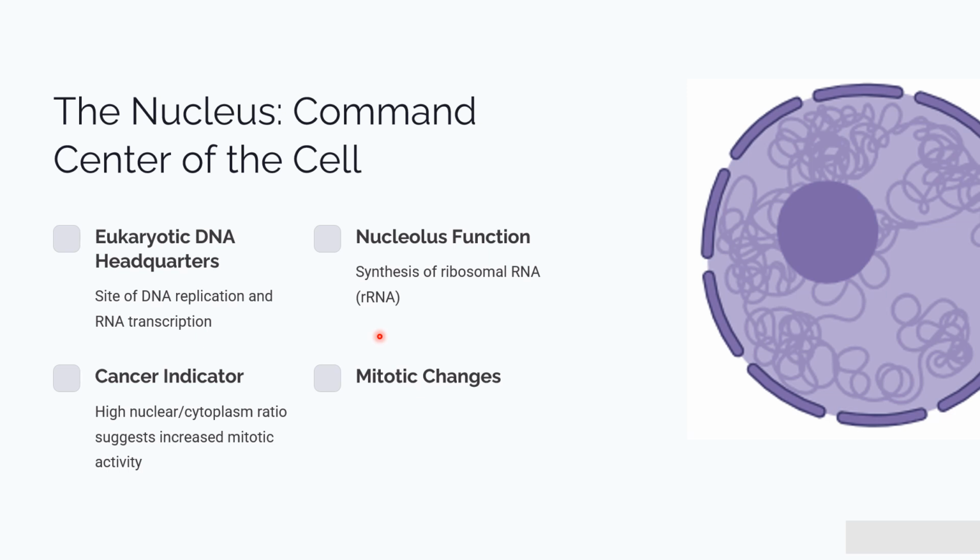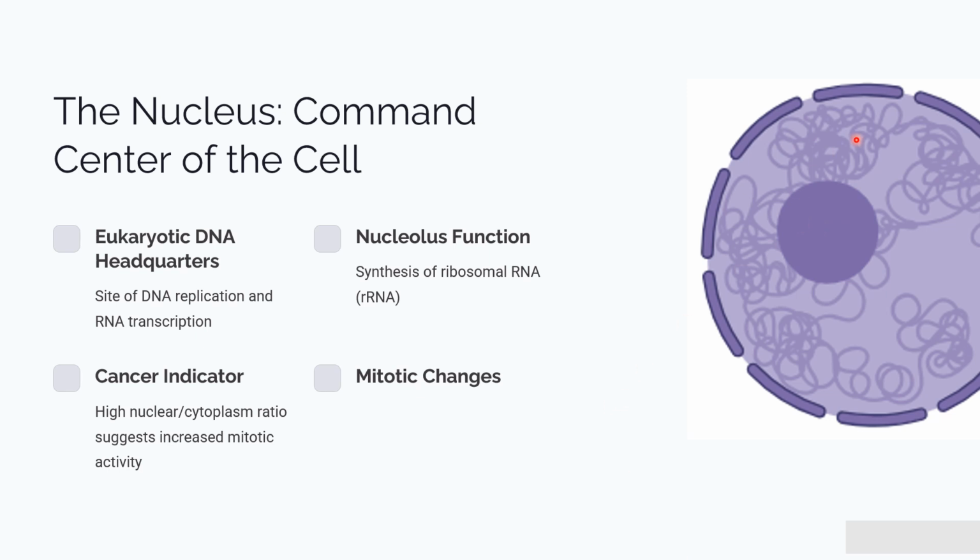What is a cancer indicator? If the nucleolus is acting at an increased rate, what does it mean? It means that more ribosomal RNA is produced. The ribosomal RNA is then transported to the ribosome, isn't it? So that means more proteins are formed.